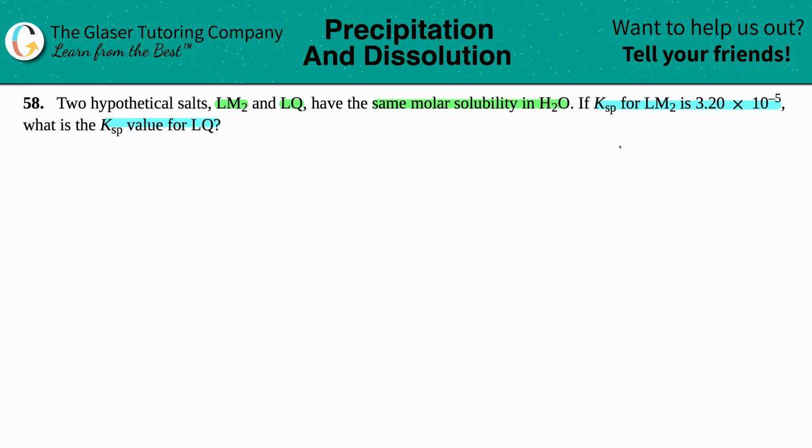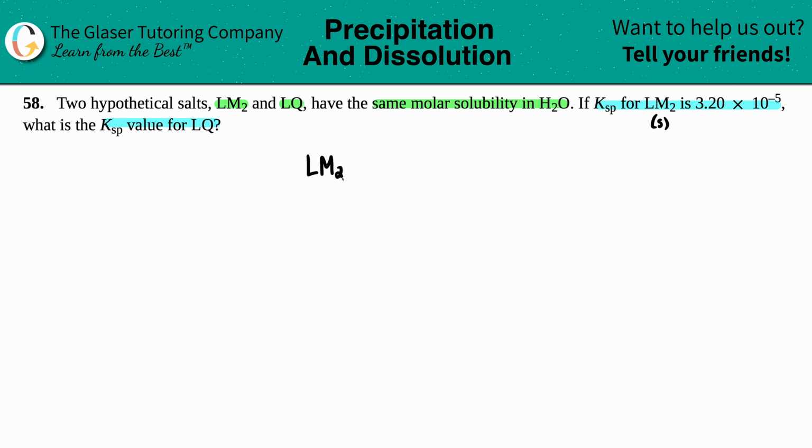So, what information do we know more of? LM2 or LQ? Well, they did tell us that the Ksp value for LM2 was 3.20 times 10 to the negative fifth. So this is the only number that we know, so we have to start off with LM2. Now, they told us that we had a Ksp value, so we have to write a balanced equation. If we're talking about solubility products, the compound that they're giving us has to be a solid. So I'm going to start there.